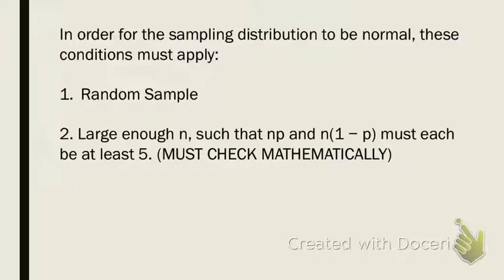Simple random sample. And then secondly, your sample size needs to be large enough so that n times p and n times 1 minus p must be at least 5. So you can write: n times p is greater than or equal to 5, and n times 1 minus p is greater than or equal to 5.